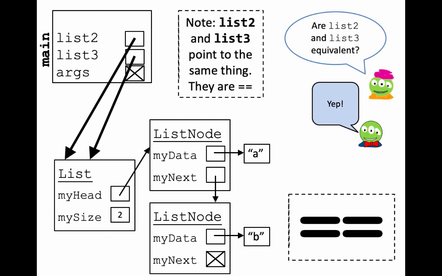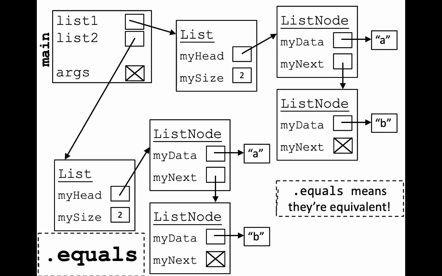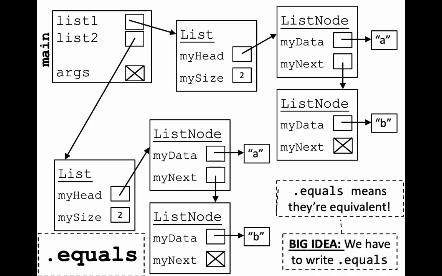So just zooming in on list 2 and list 3, those are literally referencing the same thing, so those are equal equals. Whereas list 1 and list 2, those are dot equals because they're equivalent. And again, the big idea here is that we have to write a dot equals method.